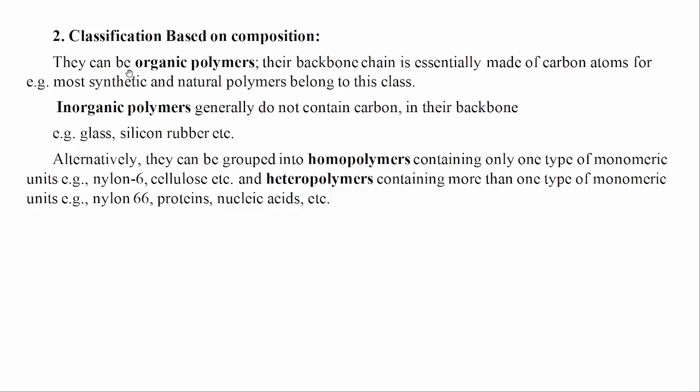2. Classification based on composition. They can be organic polymers. Their backbone chain is essentially made of carbon atoms, for e.g. most synthetic and natural polymers belong to this class. Inorganic polymers generally do not contain carbon in their backbone, e.g. glass, silicon, rubber etc. Alternatively, they can be grouped into homopolymers containing only one type of monomeric units, example nylon 6, cellulose etc. and heteropolymers containing more than one type of monomeric units, example nylon 66, proteins, nucleic acids, etc.